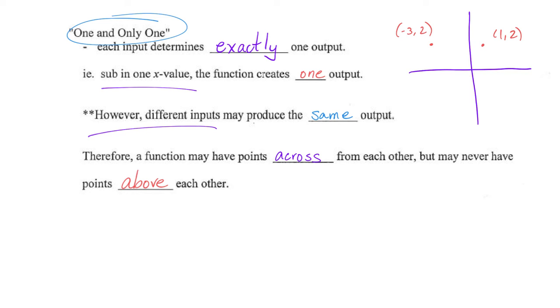That I have two different inputs and they gave me the same output. So I have points across from each other. And we should be totally fine to have points across from each other because, like last year, one of your big focuses was dealing with a parabola. Well, parabolas almost everywhere have points across from each other.